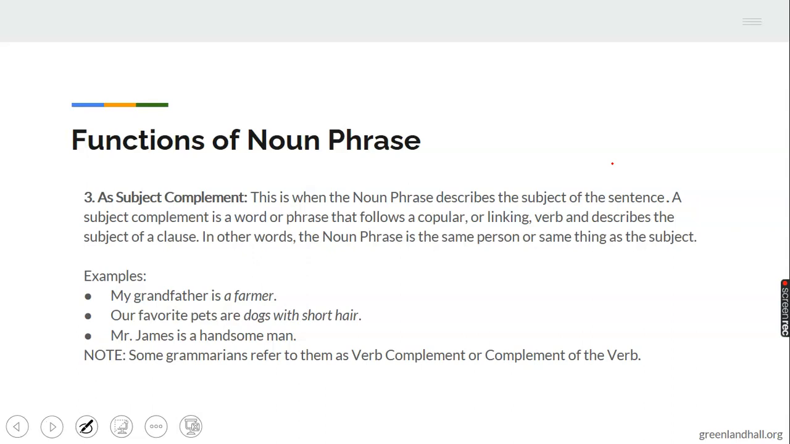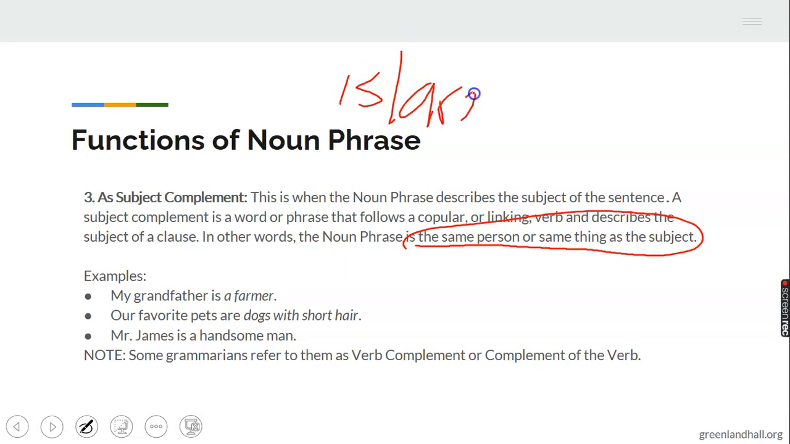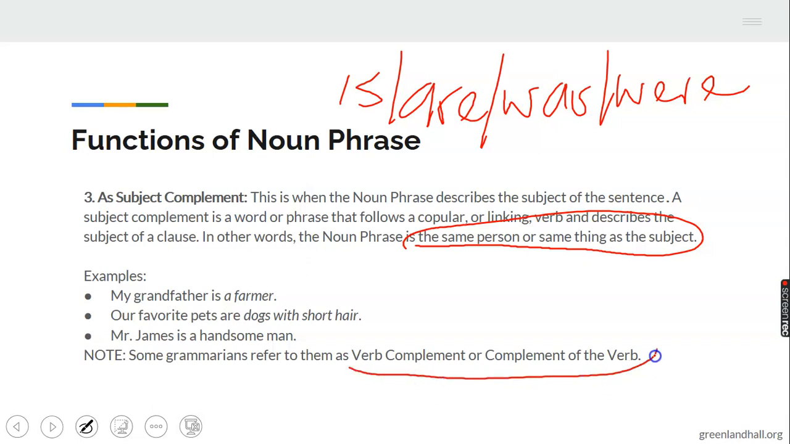Then, for a noun phrase to work as subject complement, it implies that that noun phrase is the same thing or same person as the subject. Now let me give you a clue here. Between the subject and the noun phrase, there's always is, are, was, or were in between. And in most places they call them verb complement and complement of the verb. You are learning something new.